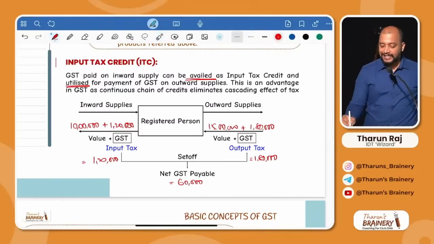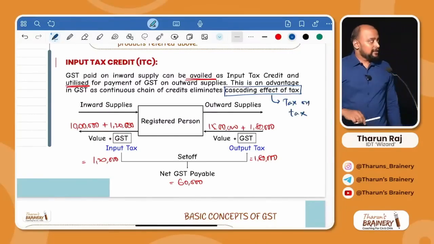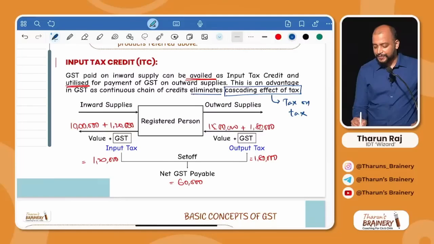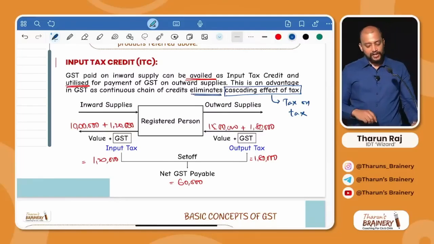What is the meaning of cascading effect of tax? You just write down there. Cascading effect of tax means tax on tax. Tax on tax is known as cascading effect of tax. What is the benefit of input tax credit? Come on, it eliminates cascading effect of tax.